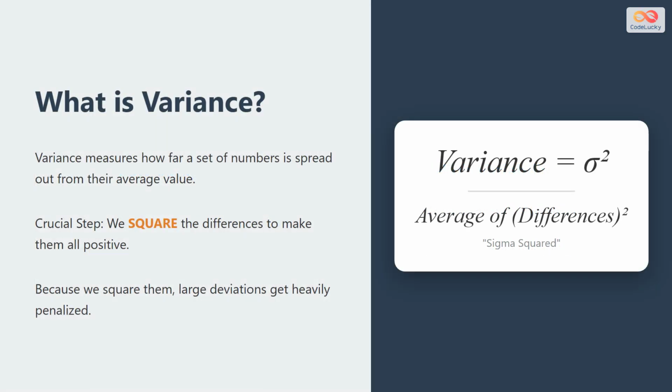Enter variance. Variance is a common mathematical way to calculate this spread. It measures the average squared distance from the mean. The key word here is squared. To calculate it, we take the difference between each number and the average, and we square that difference. We do this to make all the negative numbers positive, so they don't cancel each other out. The result is called sigma squared.